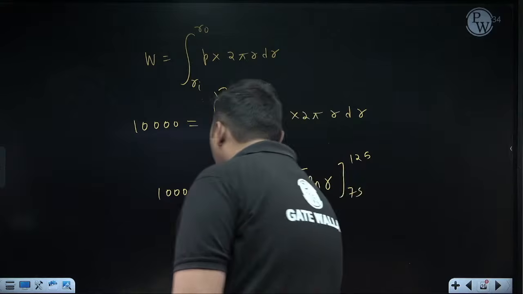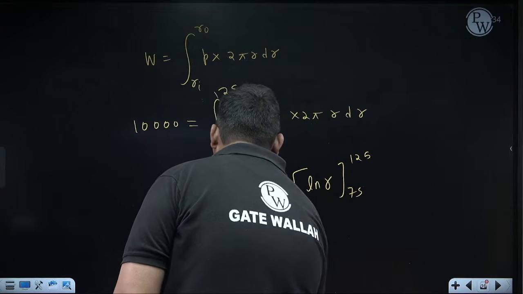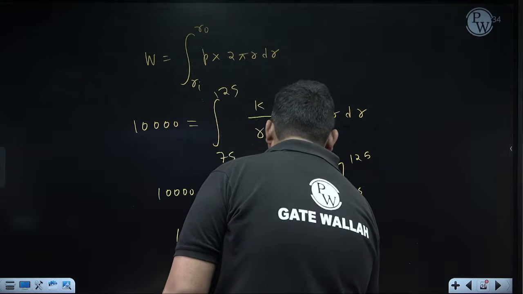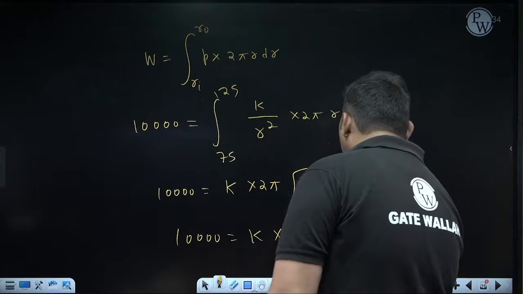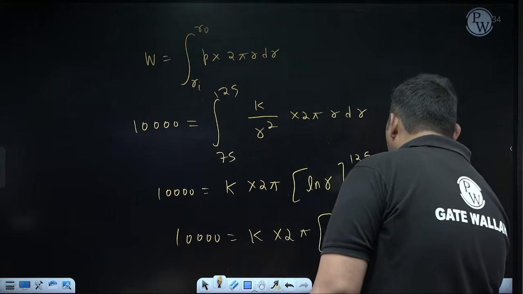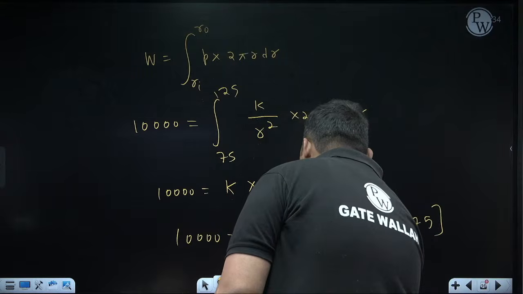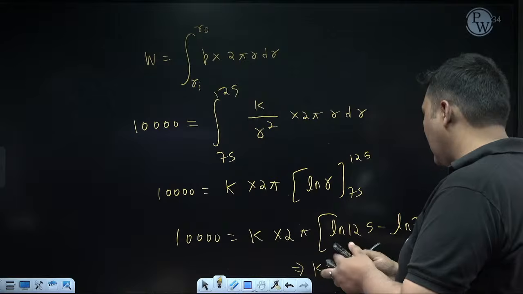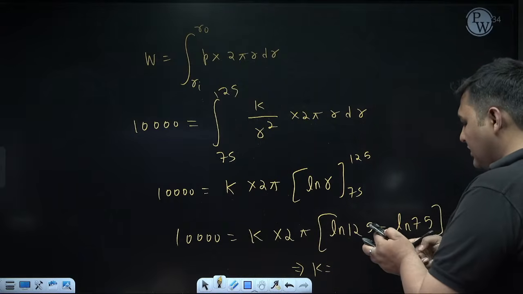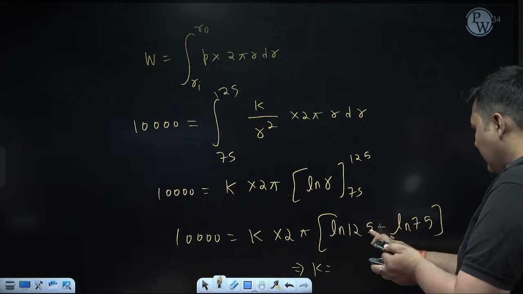How much will it come? 10,000 is equal to K into 2 pi in bracket. For upper limit, it is log 125 minus lower limit log 75. So now we can see in this equation only one unknown K is coming, so we can find the value of this constant K. How much is it coming? 10,000 divided by 2 divided by pi divided by this term.